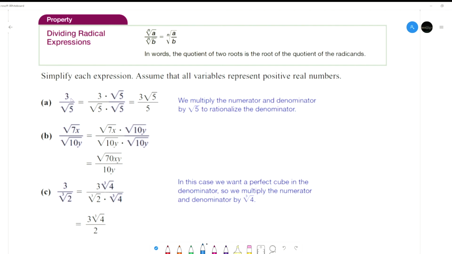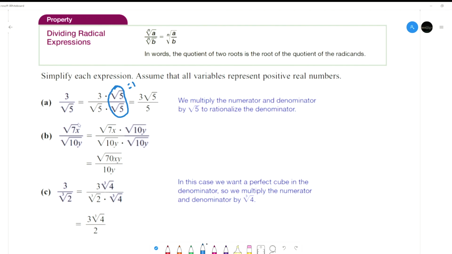So we have in letter A here, part A, 3 over radical 5. So since that one we have to rationalize, we're going to multiply this by radical 5 over radical 5, which is equal to 1, right? So 3 times radical 5 is 3 radical 5. Radical 5 times radical 5 is 5. So now you don't have a radical in the denominator, right? That's called rationalizing, which we covered last week.